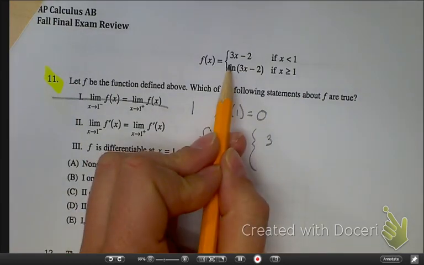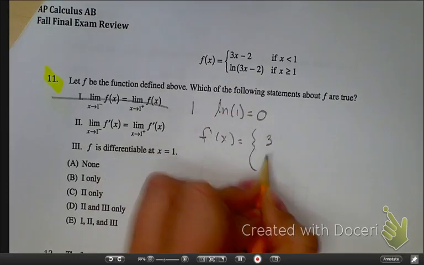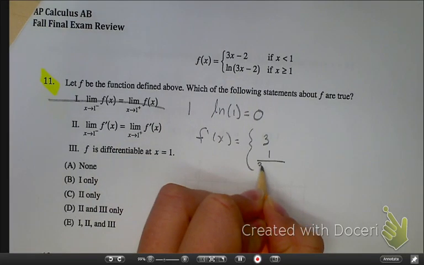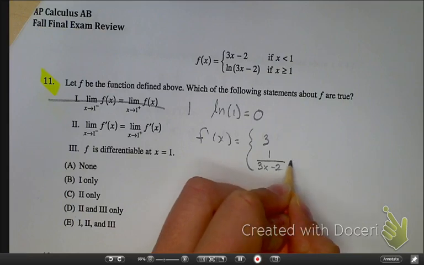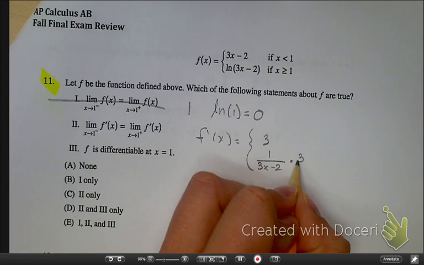The derivative of this using the chain rule would be the derivative of the outside. So the derivative of the natural log is 1 over whatever is inside of the natural log, 3x minus 2, times the derivative of the inside. So 3x minus 2 has a derivative of 3.